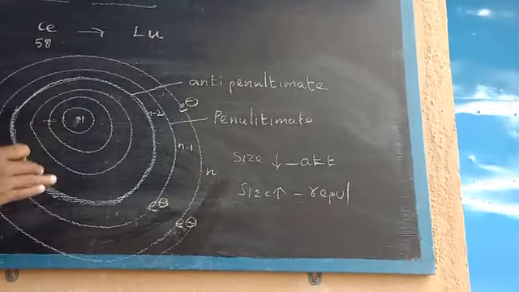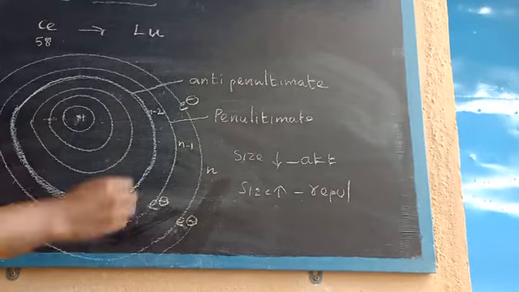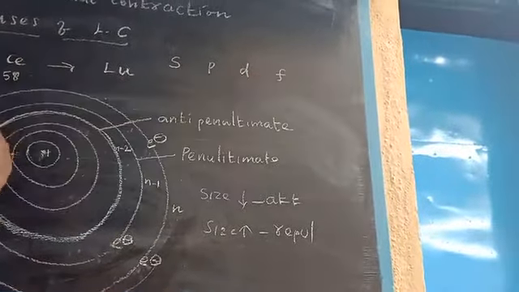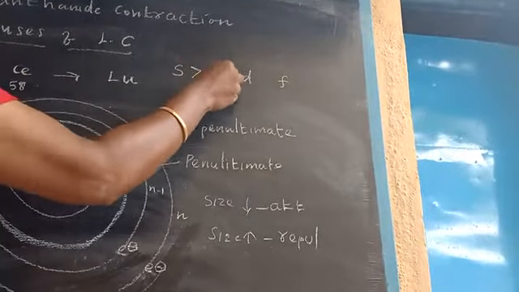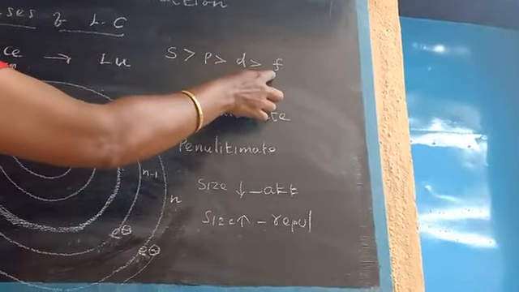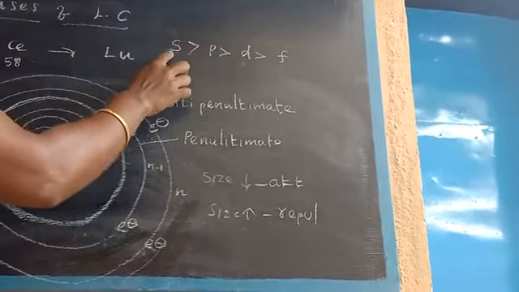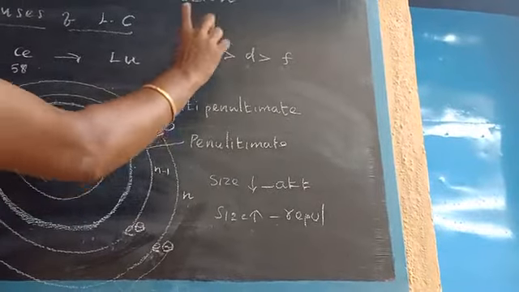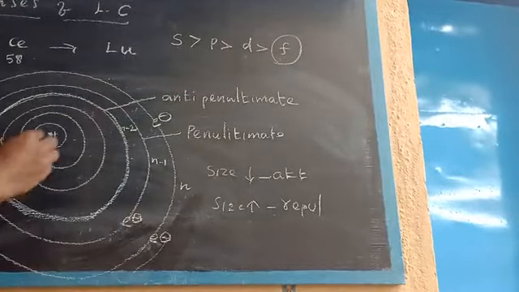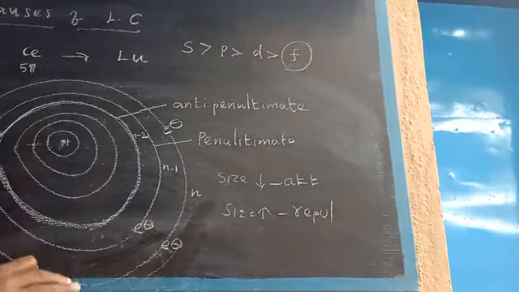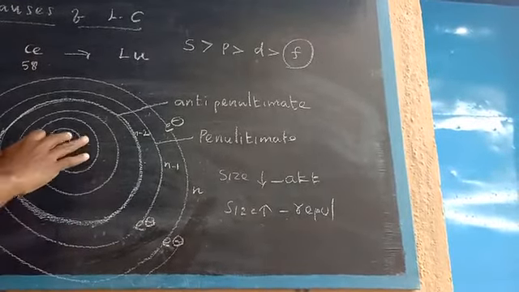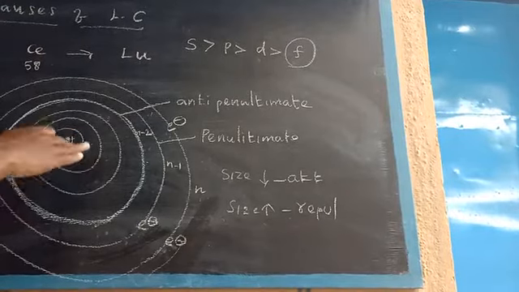Each orbital has a shielding effect: S orbital, P orbital, D orbital and F orbital. S orbital is greater than P orbital, D orbital and F orbital. So overall the S orbital has more shielding effect, and the poor shielding effect is in the F orbital. Due to poor shielding effect, the nuclear charge increases one by one.